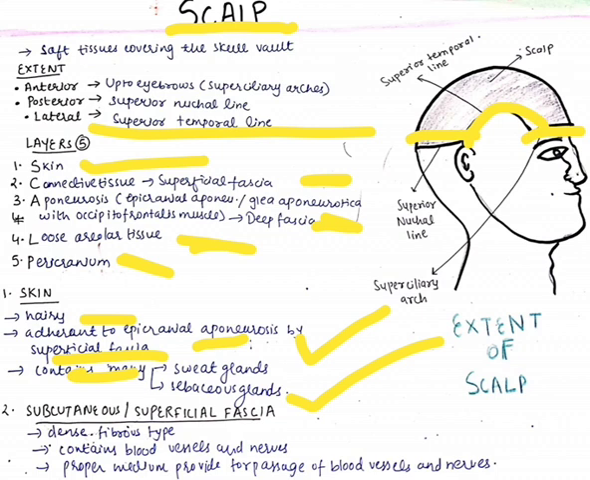Now we are coming to the next layer, that is the subcutaneous or superficial fascia. When we talk of superficial fascia, it is a dense fibrous type of fascia, right? It contains blood vessels and nerves, and provides a proper medium for the passage of blood vessels and nerves. So basically the superficial fascia contains the blood vessels and nerves, and it is dense fibrous type.